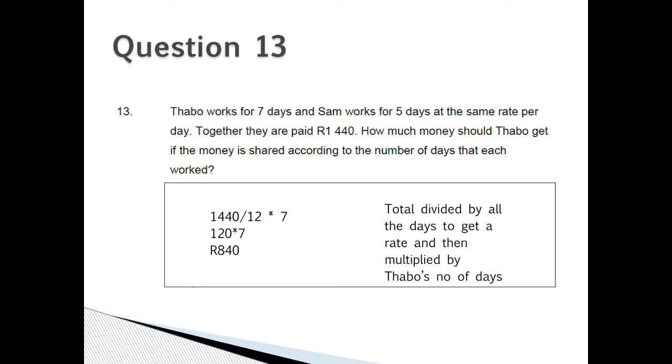So 1,440 divided by 12 to give you your daily rate times the number of days that were worked. So Tabo worked 7 days. So 120 daily rate times the 7 days will give you 840.